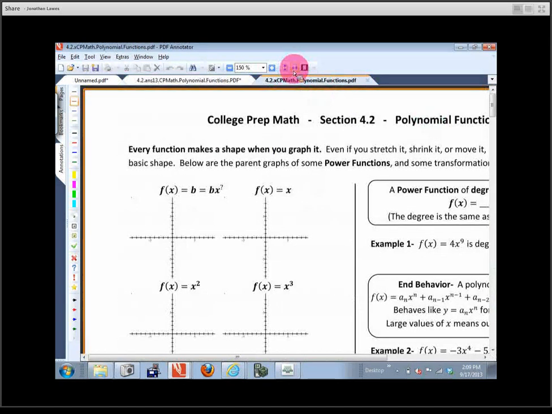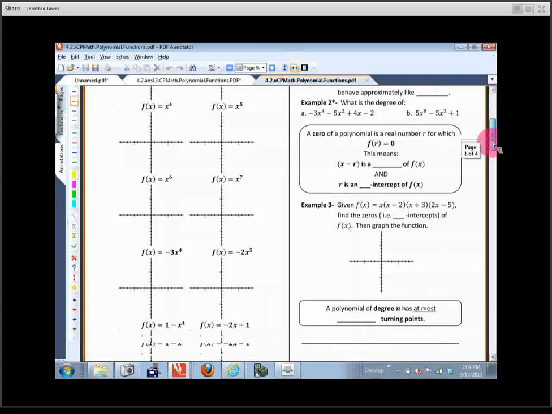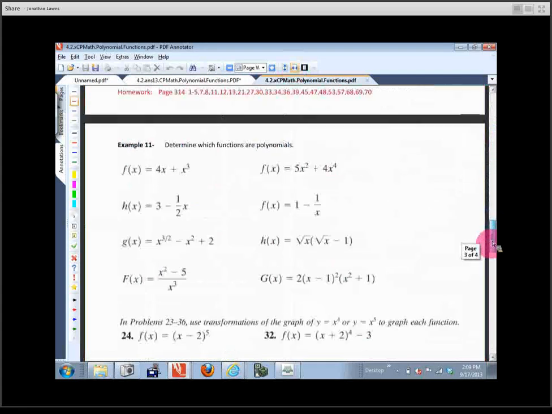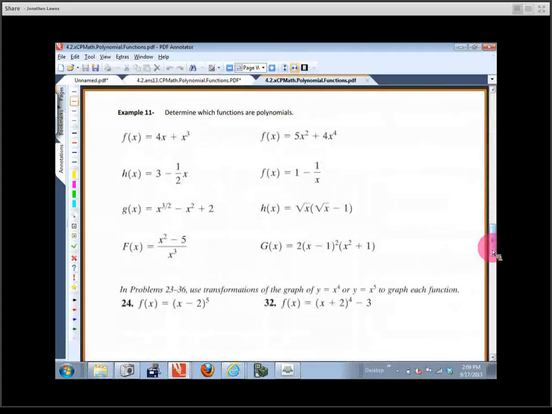And I made some extra room. I should just increase the size of that one there. So I made some extra room. And you've got some problems on your assignment that are literally this simple. It just says, determine which functions are polynomials.